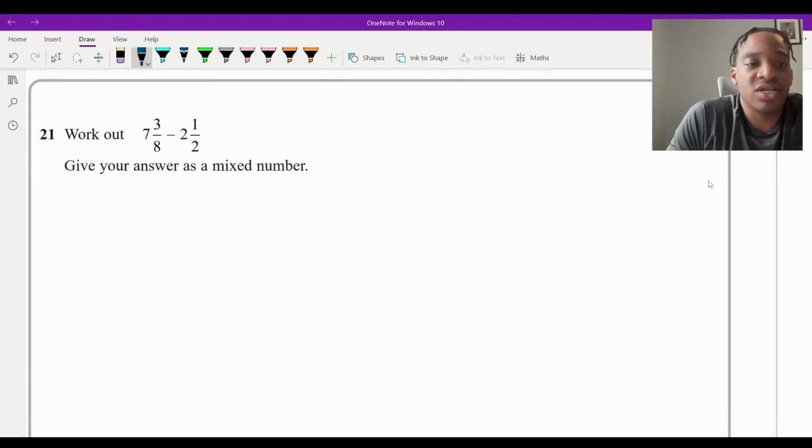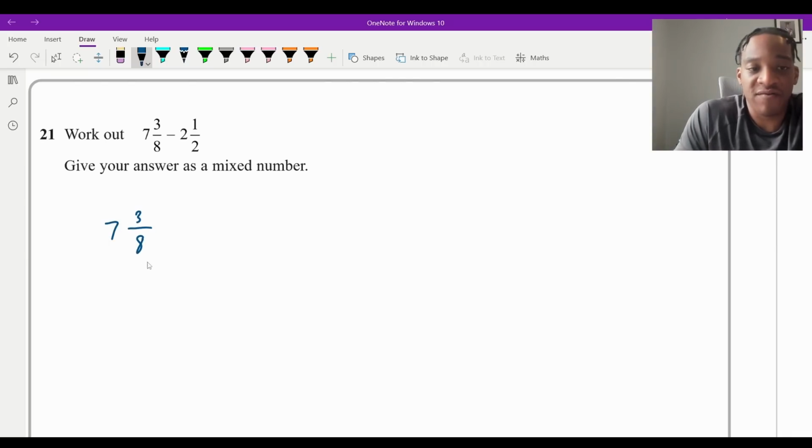Okay, so question 21 says, work out 7 3/8 minus 2 1/2. Give your answer as a mixed number. So right now we have mixed numbers. What we need to do first is convert these into improper fractions. I'm going to do this separately. So I've got 7 and I've got 3/8.